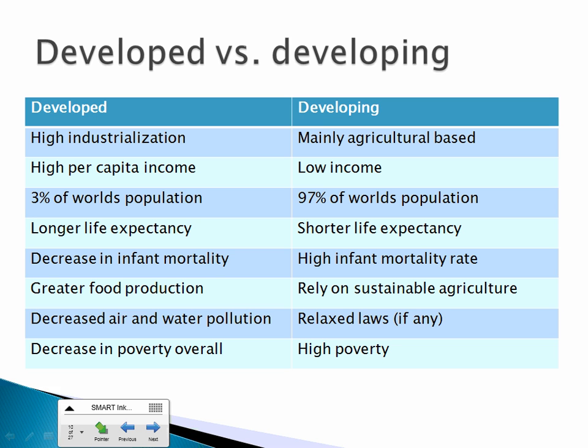Mainly agricultural based is developing, low income, 97% of the world's population. They have shorter life expectancy, unfortunately, because of not clean water and not great food choices. High infant mortality rate, rely on sustainable agriculture, relaxed laws, if any, and very high poverty.